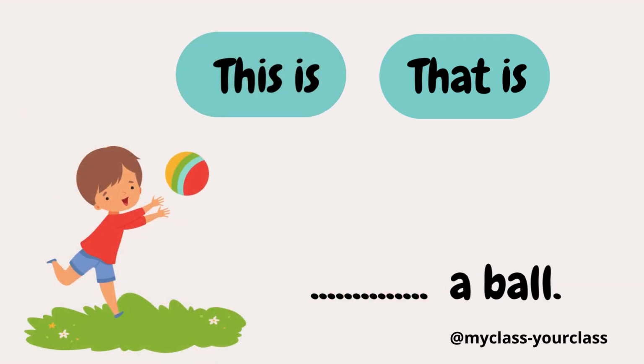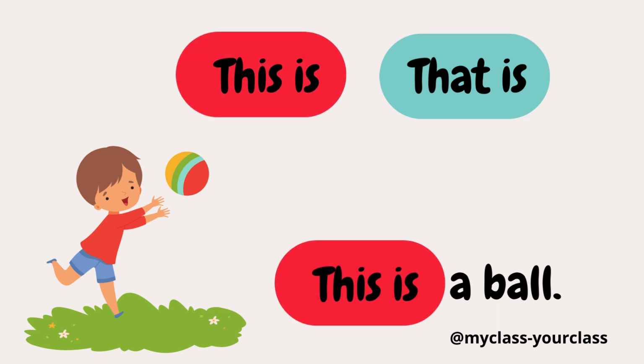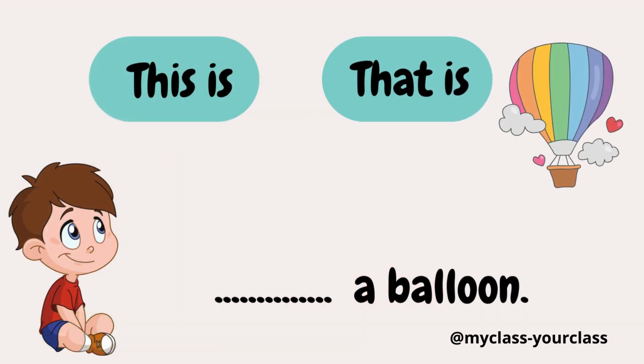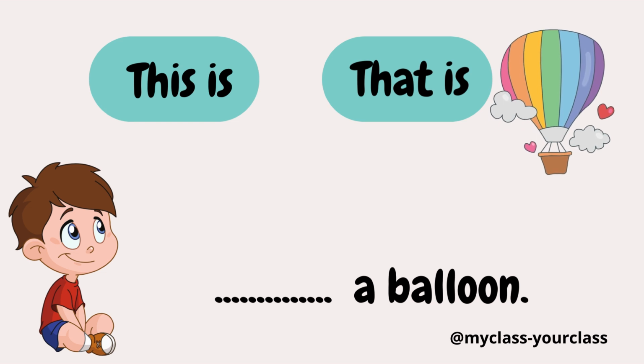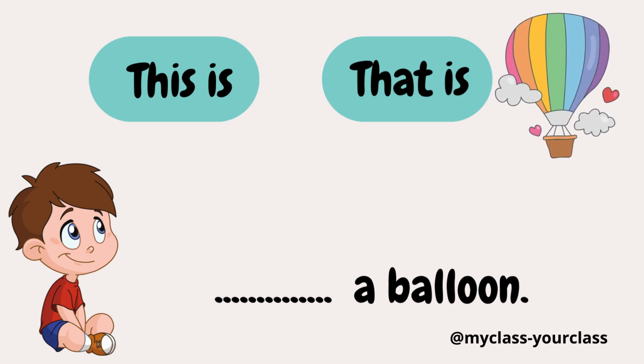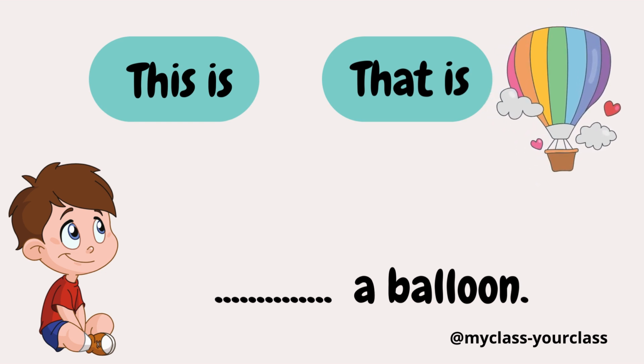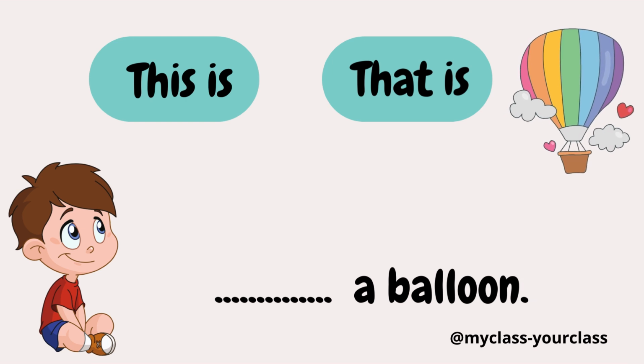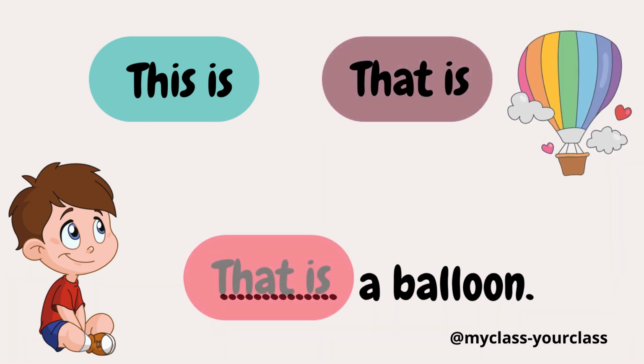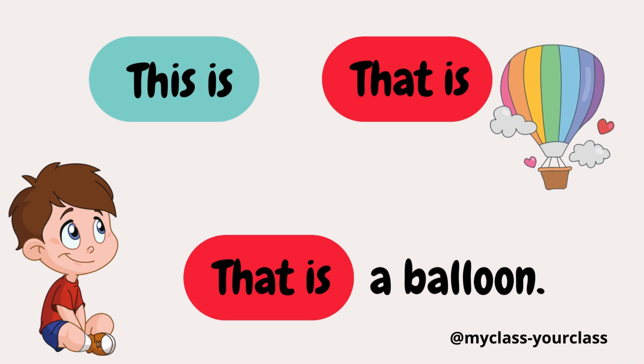This is a ball. Or, that is a ball. Correct. This is a ball. This is a balloon. Or, that is a balloon. Excellent. That is a balloon.